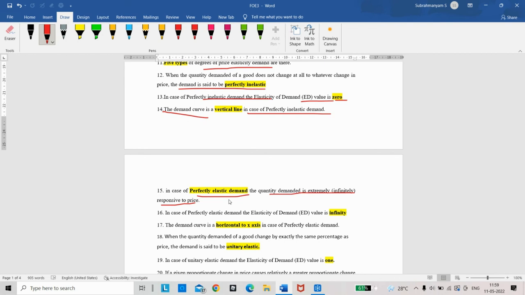That is a very large, infinite change in the quantity demanded. That is perfectly elastic demand. In case of perfectly elastic demand, the ED value is infinity. The demand curve is horizontal to the x-axis.